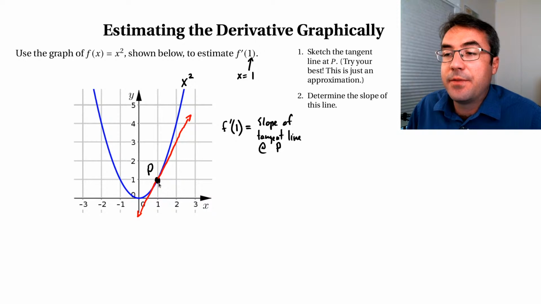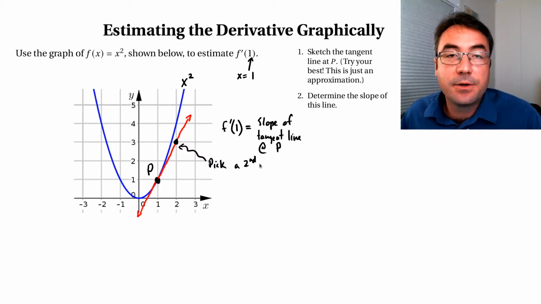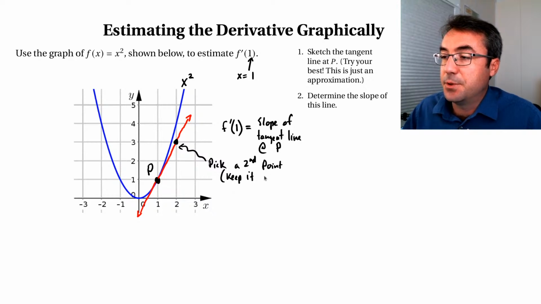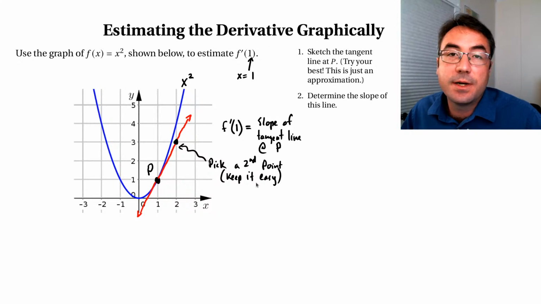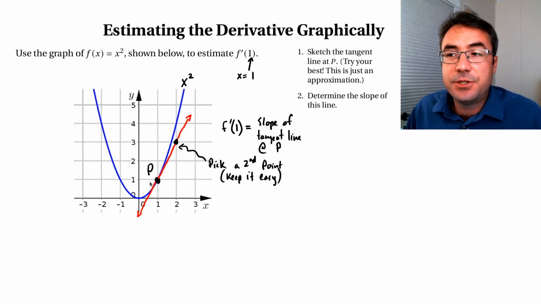Well, we already have one point on the line, point P, and what we can do is just pick a second point. And when you do that, you just try to keep it easy. So you look for where the line might intersect a grid line or something like that. So you want to keep it easy, if possible. Not always possible, but look for where it crosses a grid line. And the slope is then just the change in y over change in x when you're going from one point to the other.